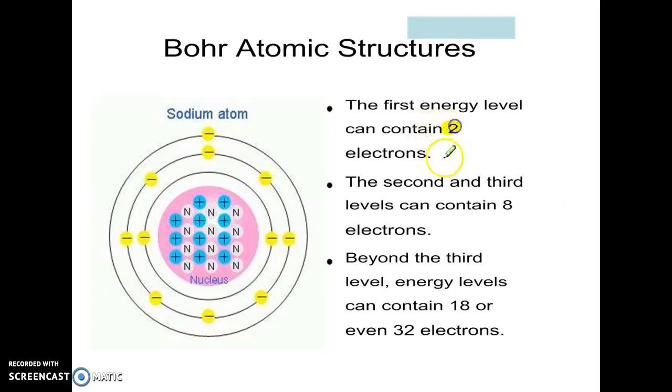Once again, the first energy level contains only 2 electrons. Now, if you weren't here the other day, the second and third can contain 8 electrons. Don't worry about this. That is true, but you have to start getting into orbitals, and I don't want to do that. So we're not going to worry about that. Second and third can contain a maximum of 8. So when constructing an atom, that's what we're talking about.